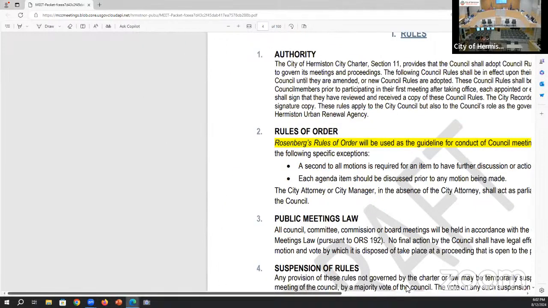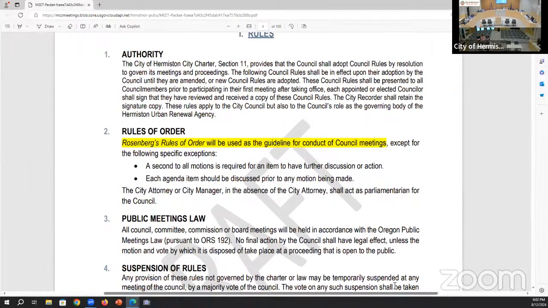Is to use Rosenberg's as the base, but there were two specific exceptions that we saw that really didn't match what we commonly do. First is to require a second to any motion for it to move forward. In Rosenberg's, it recommends not to do that. So we're putting in that exception here, and then also the process we've adopted for discussing items is to have the discussion prior to a motion being made, because sometimes it comes across to the public like a decision has already been made when a motion gets made and then you discuss it.